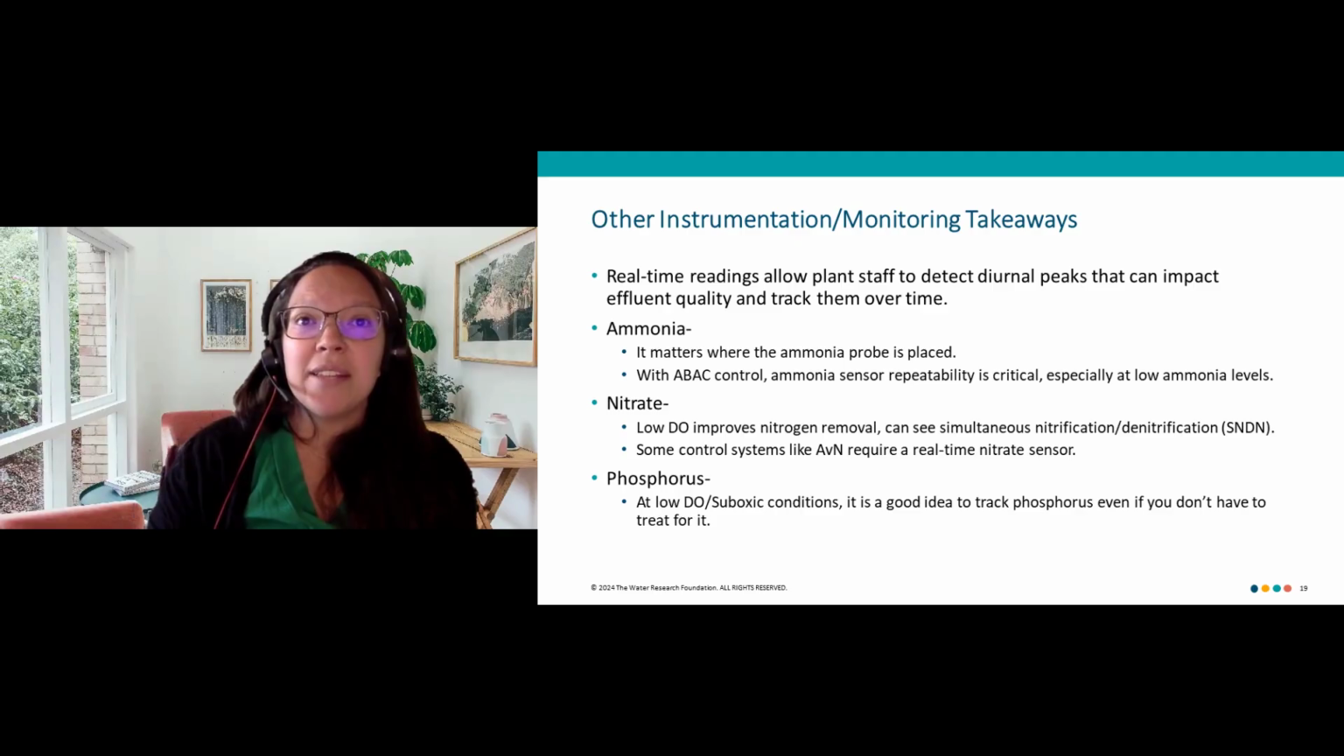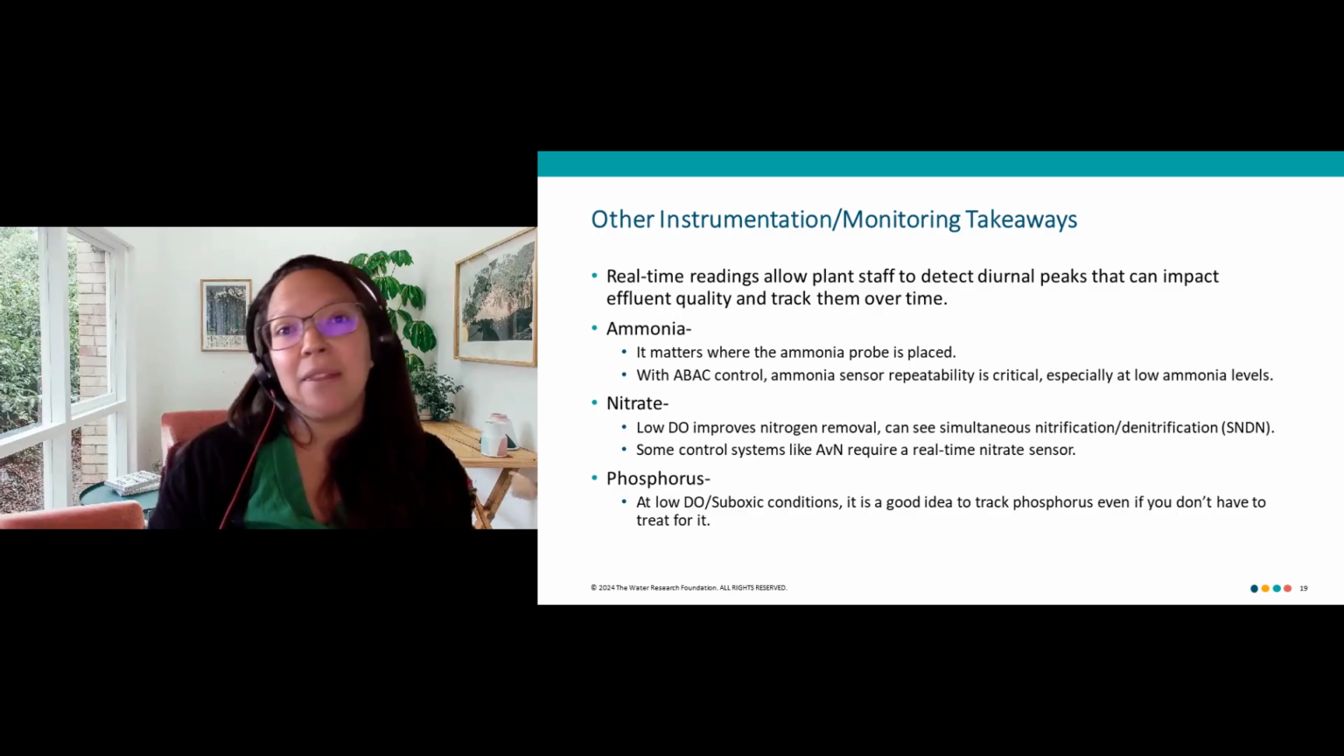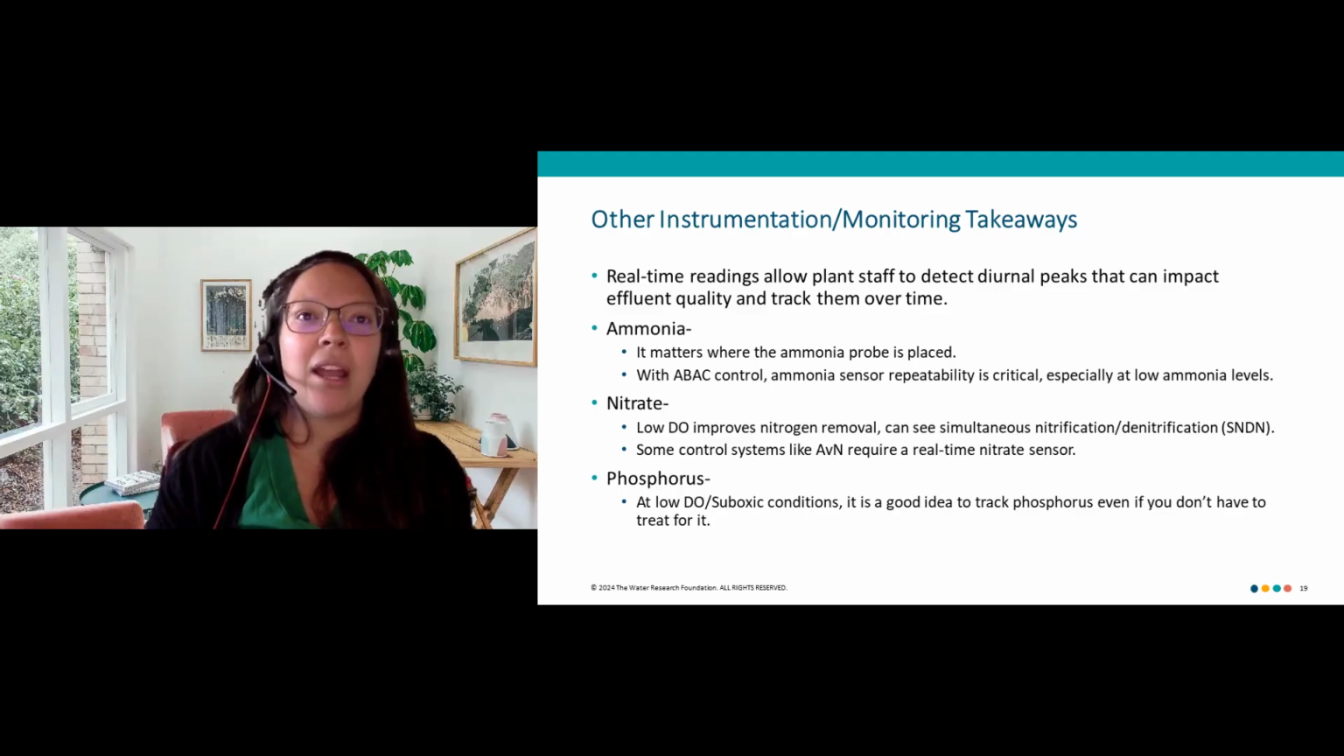With regard to ammonia sensors, it matters where your ammonia probe is placed. For example, you don't want to stick it right at the end of your basin where your concentrations are the lowest. And if you're operating in ammonia-based aeration control mode, ammonia sensor repeatability is really critical, especially at those low ammonia levels.